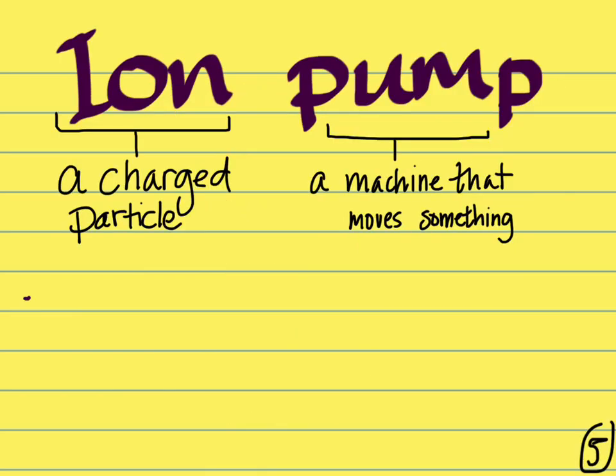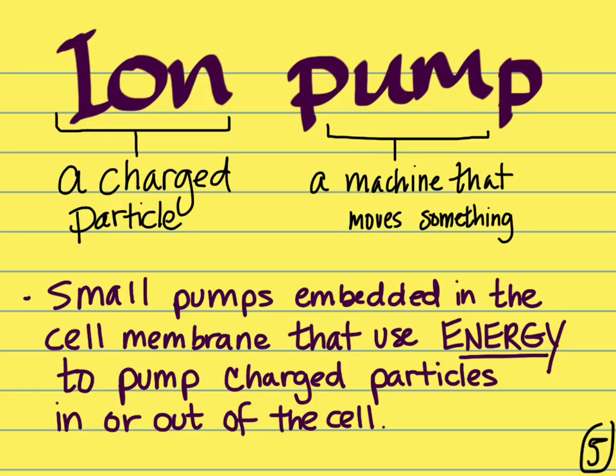So you may or may not remember from physical science that an ion is a charged atom. It's an atom that's gained or lost electrons. And we know a pump is a machine that moves something. You can probably put that together and figure out that an ion pump, well, you might not get the whole thing, but it's a tiny little pump, and it's actually embedded in that cell membrane. It uses energy to pump charged particles, or ions, in or out of the cell.